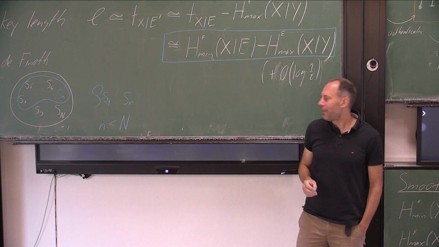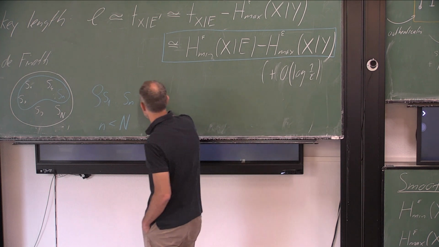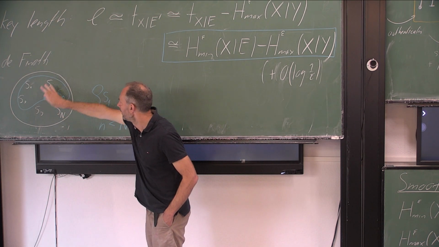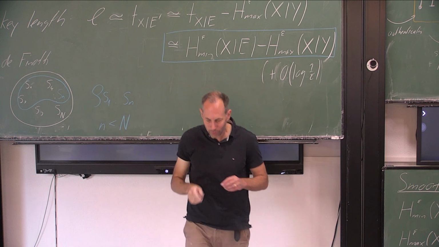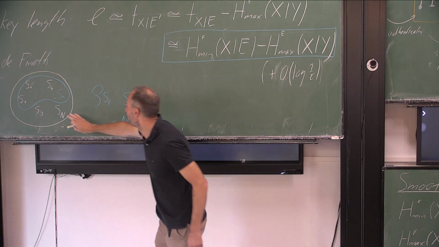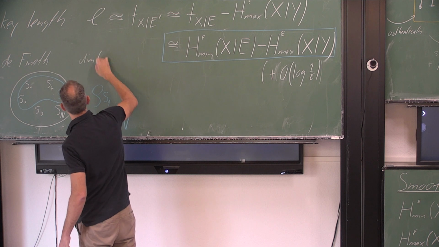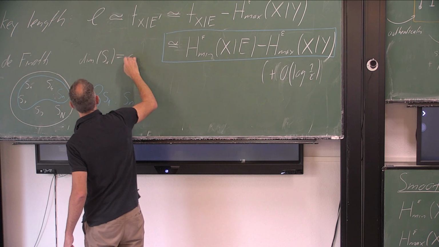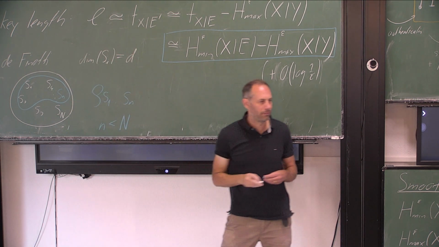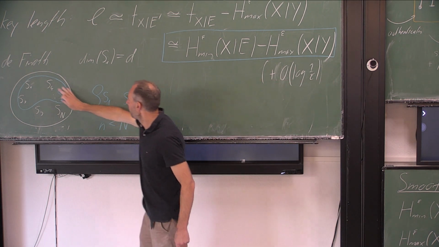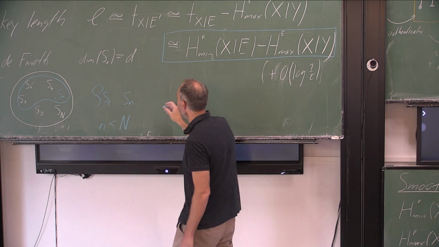Now, what the de Finetti theorem tells you is actually surprising, because I didn't assume anything about this. Okay, I assumed something. I assume all these systems have the same dimension. So I assume that the dimension of all these systems S_i is fixed and finite.